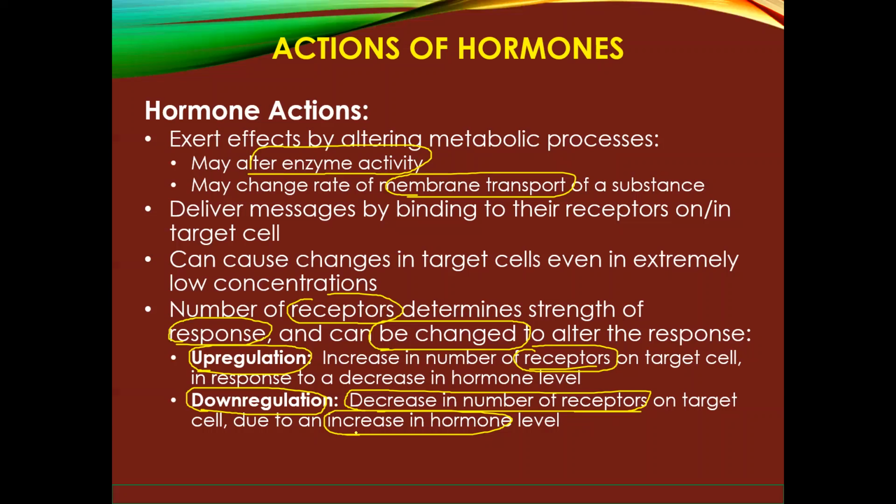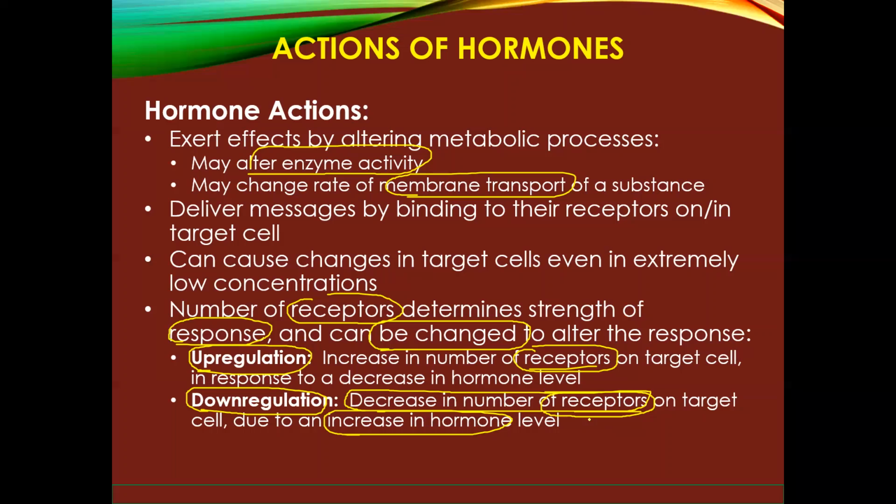Okay, for example, if we eat too much glucose or sugar, what happens? Our pancreas will produce so much insulin. The insulin will go to the liver. The liver is actually the target cell for the insulin. Because there is so much insulin, the liver cell will decrease the number of receptors, because so much insulin is over there.